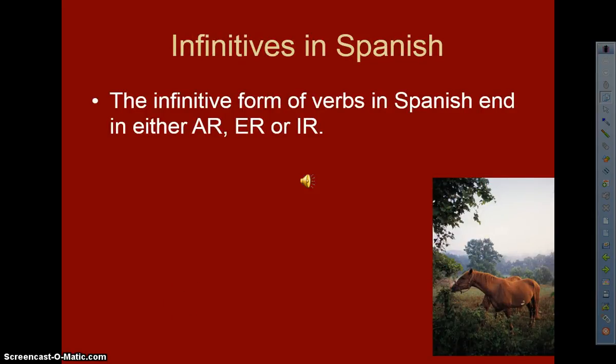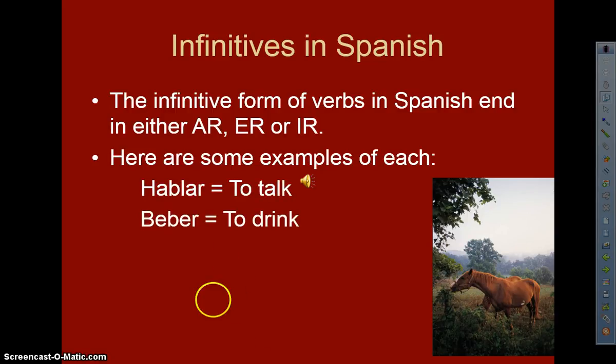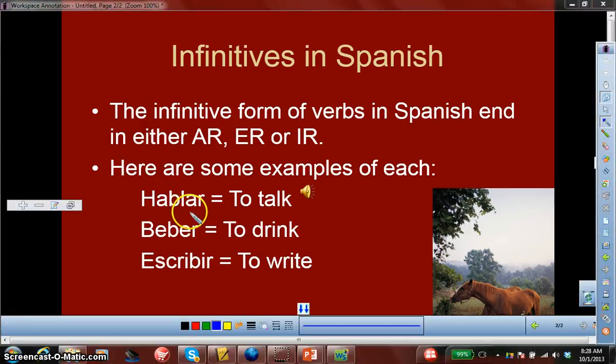So the infinitive form of verbs in Spanish ends either in AR, ER, or IR. Here are some examples. Hablar, to talk. Beber, to drink. And escribir is to write. As I keep saying, today we are going to concentrate on the ones that end in AR. All right?